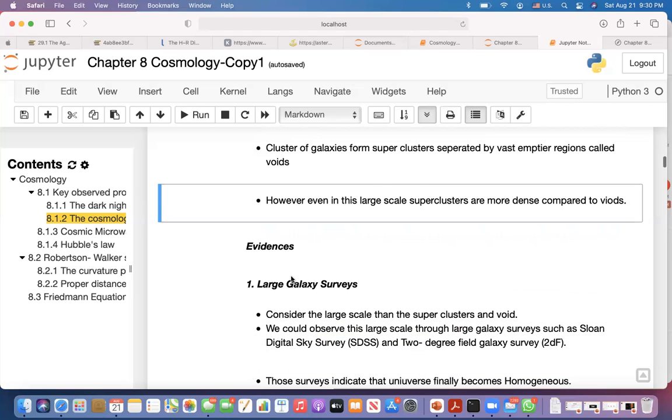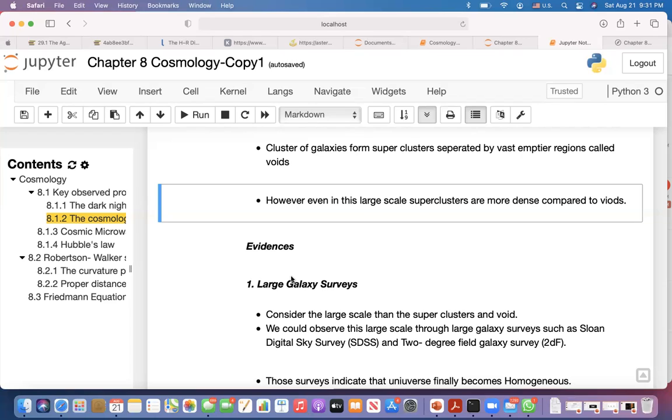And these evidences come from, number one, large galaxy surveys. Now, you may be wondering what I mean by large galaxy surveys. So I will give you a few examples of these large galaxy surveys. Now, if you consider the large scale of the universe, which consists of these superclusters and voids, we can observe this large scale through these large galaxy surveys, right?